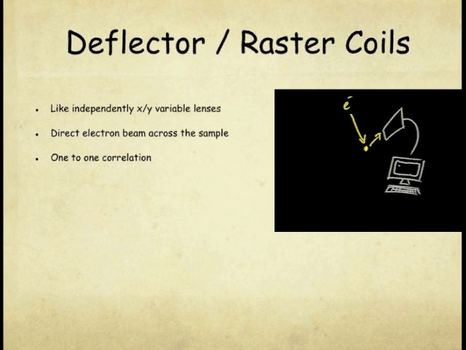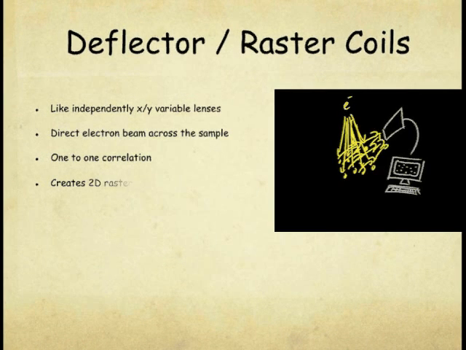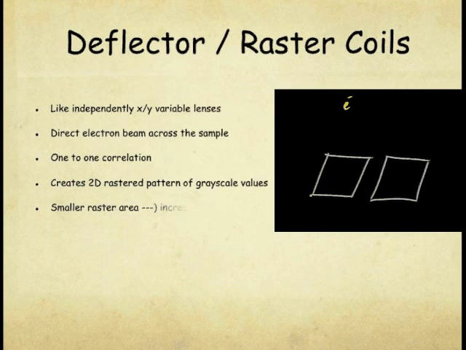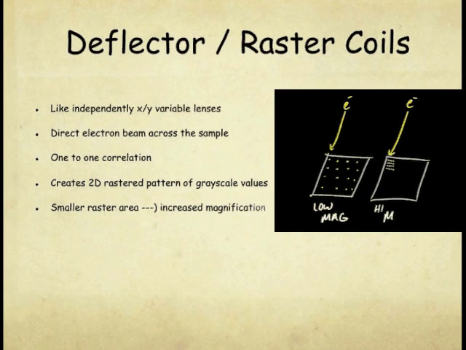Because a detector takes the signal intensity from a specimen pixel and converts it to a grayscale pixel value on the monitor, the image is simply a 2D rastered pattern of grayscale values. Also, as previously mentioned, the raster area size is intimately related to magnification control.